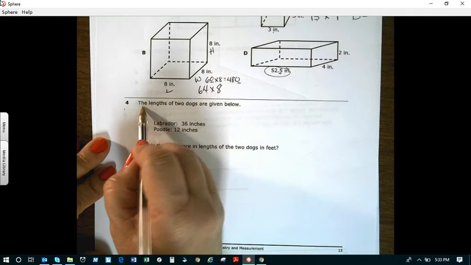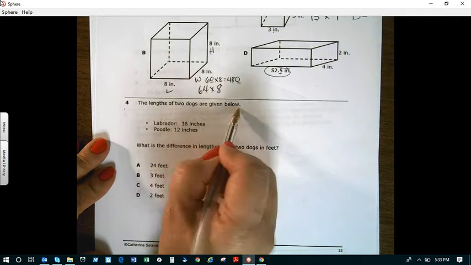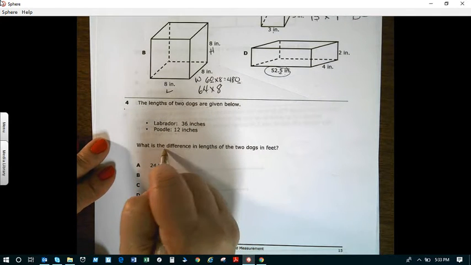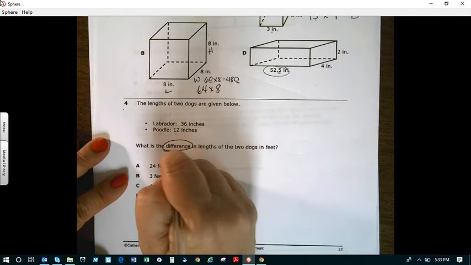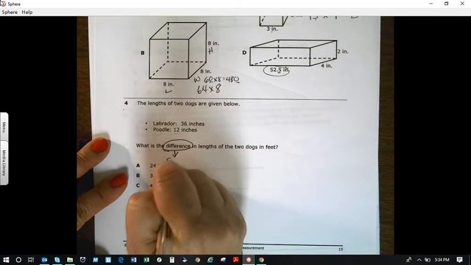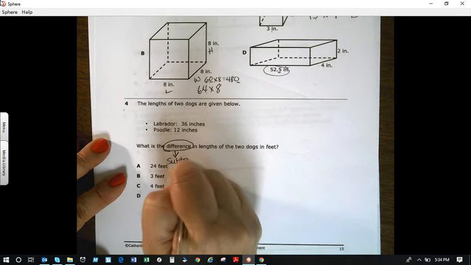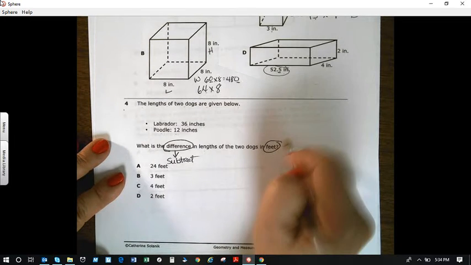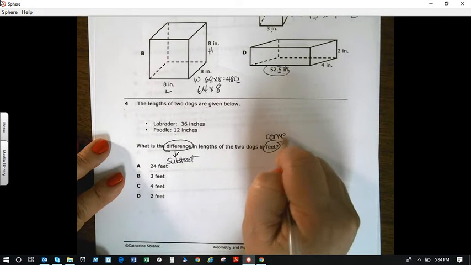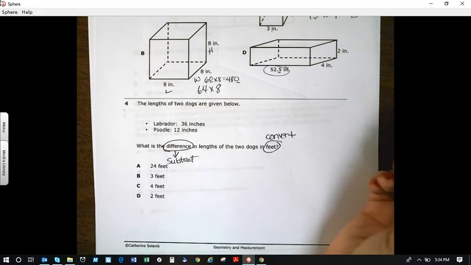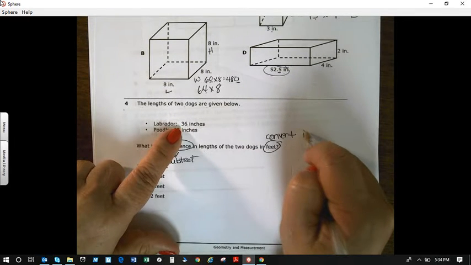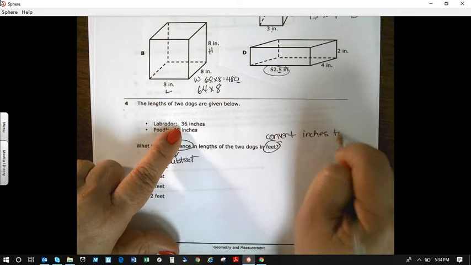Let's take a look at number 4. The lengths of 2 dogs are given below. A Labrador is 36 inches and a Poodle is 12 inches. What is the difference? I'm going to circle that word difference. I'm going to put subtract in lengths of the 2 dogs in feet. So now I need to convert. And see how for me, I'm going to do it right away. Convert inches to feet.